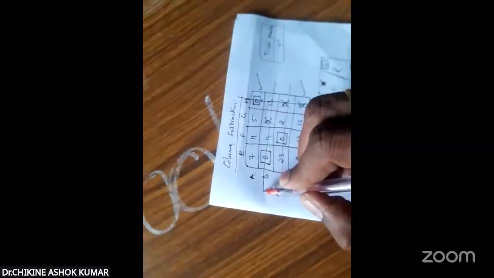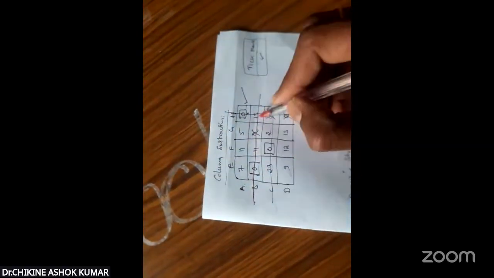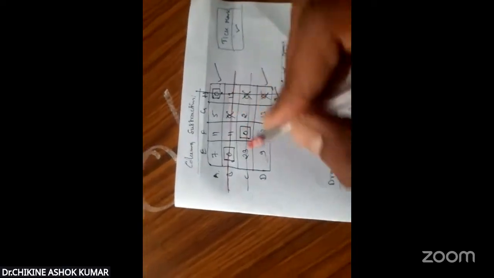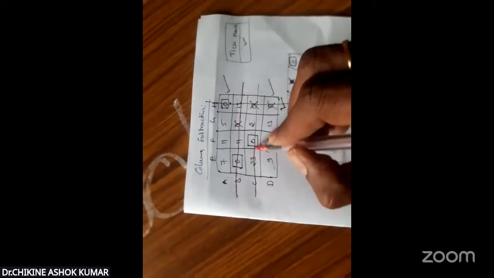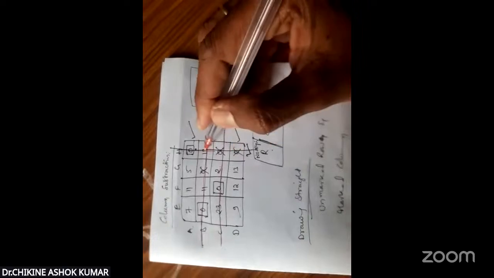This is unmarked rows. I have taken that straight line here, and the third row is also an unmarked row. This is a straight line, and we draw unmarked rows and marked columns. A marked column means, among the 4 columns, this is the only marked column. So this is the straight line process.